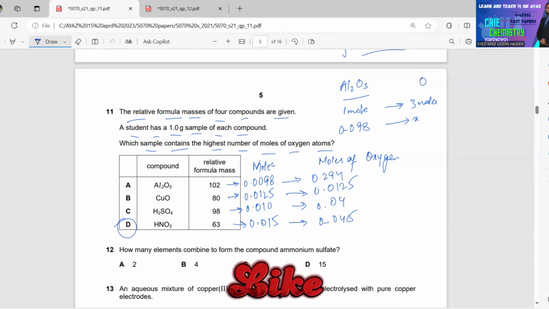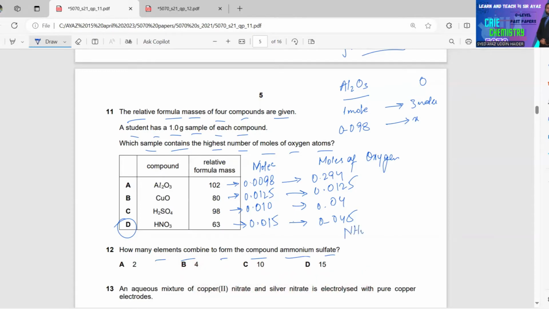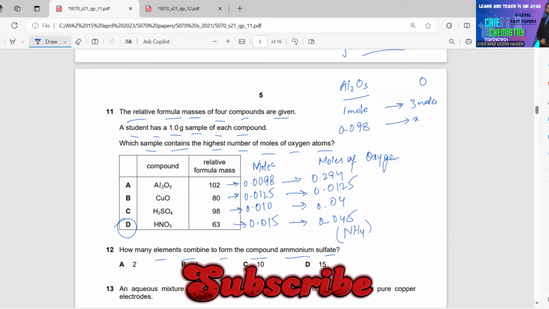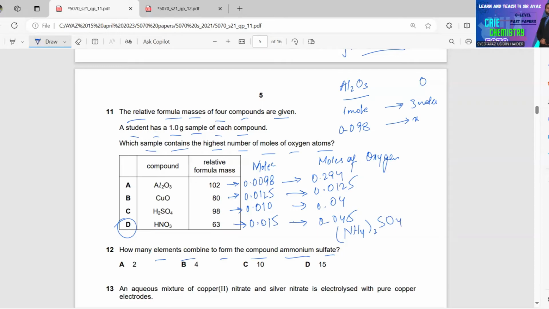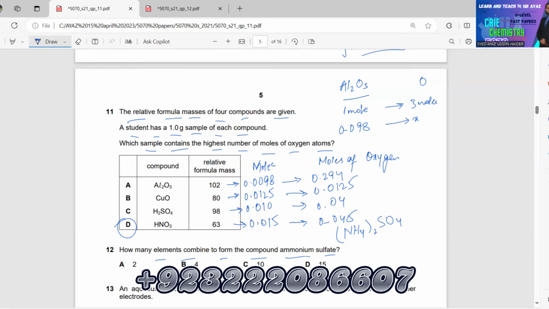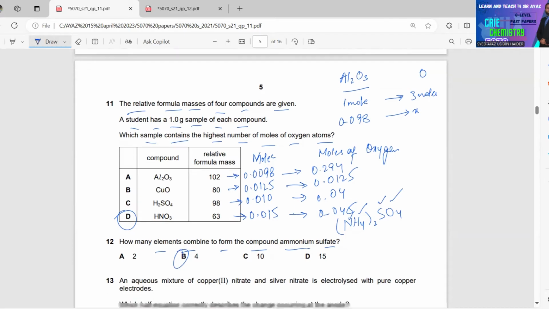Moving to next question. How many elements combine to form the compound ammonium sulfate? Now they are saying elements. If you will write the formula of ammonium sulfate, it will be (NH4)2SO4. They are saying how many elements. So they are not saying total number of elements. You have different elements here. You have nitrogen, hydrogen, sulfur, oxygen, which means there must be 4. So B must be the right answer for number 12.